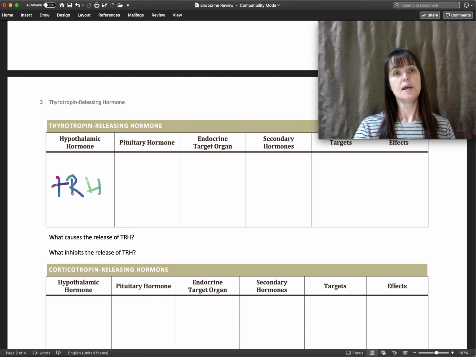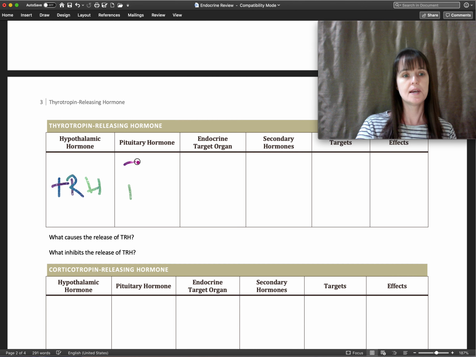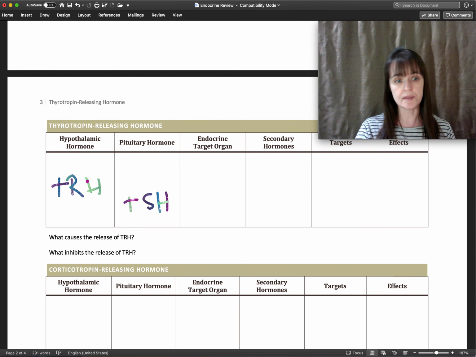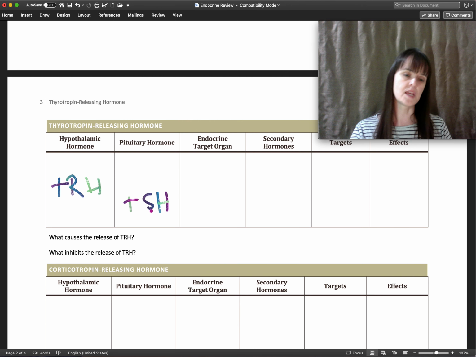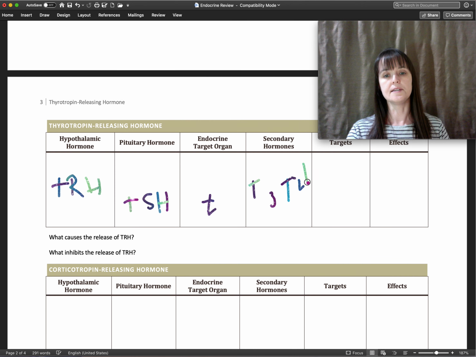So the hypothalamic hormone, thyrotropin releasing hormone, causes the anterior pituitary to release thyroid stimulating hormone, which of course is thyrotropin. Thyrotropin releasing hormone causes the release of thyrotropin. And so this thyrotropin, thyroid stimulating hormone, the target organ is of course the thyroid, and it causes the thyroid to make T3 and T4.